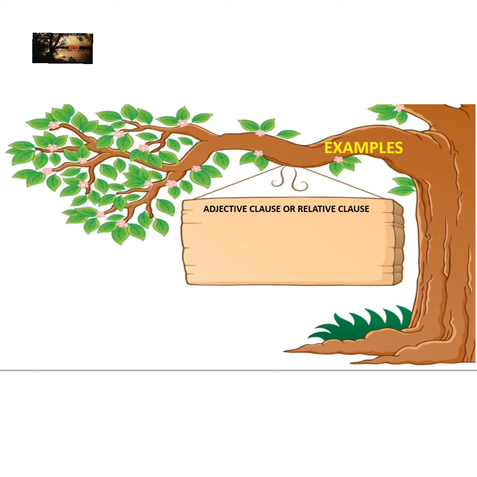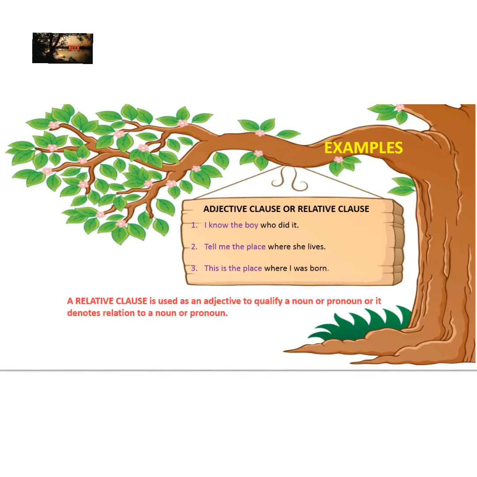First read the sentences given here. The words like who did it, where she lives, where I was born, these all are qualifying the sentence as an adjective. So, an adjective clause is used as an adjective to qualify a noun or pronoun, or it denotes relation to a noun or pronoun.